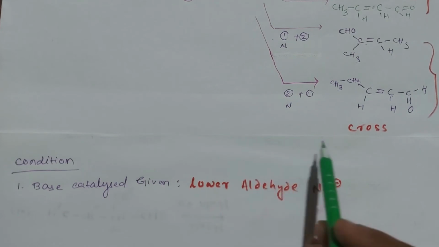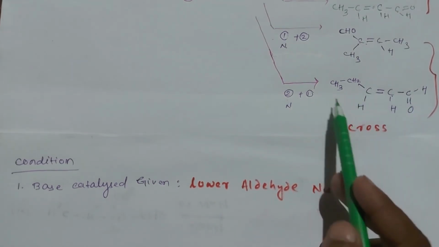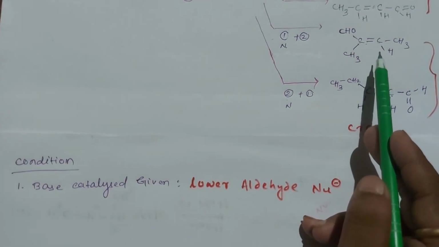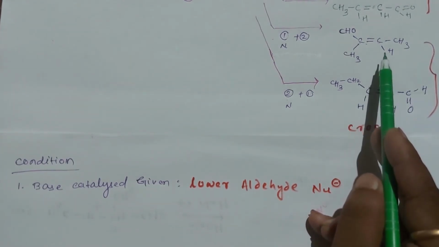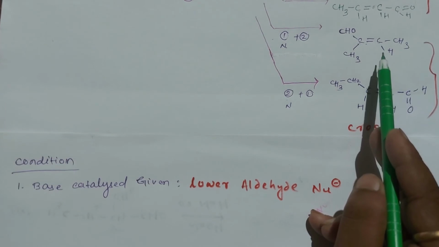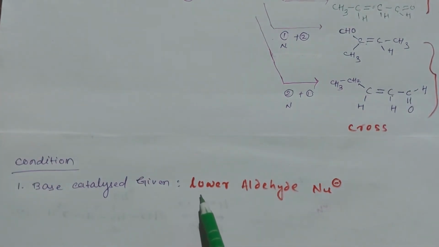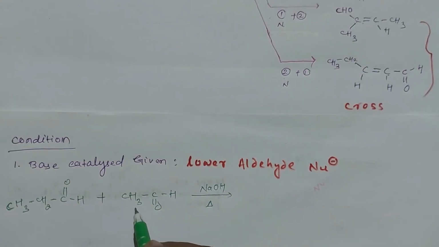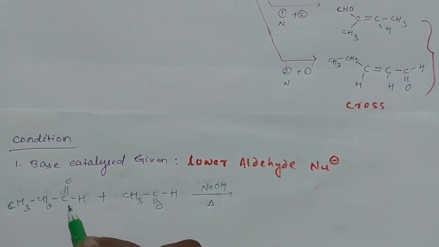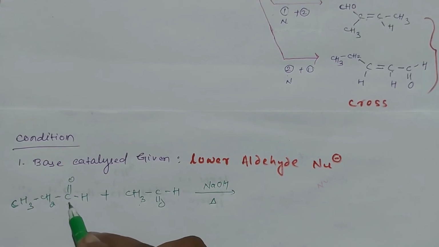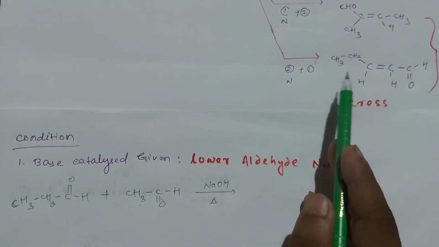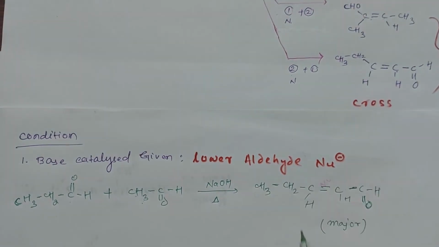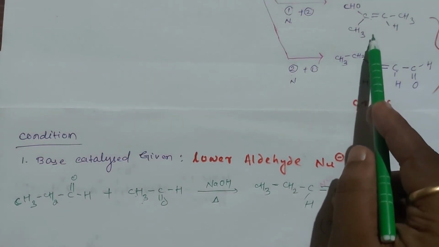So what will be the product? This will be the major product. No doubt that the other product will also form, but this one will be the major product and that will be the minor product if base catalyzed is given, because the lower aldehyde behaves as nucleophile. So this will behave as nucleophile and attack this carbon, so a double bond will form between this carbon and this carbon. So the major product will be this product, and this will be the minor product.